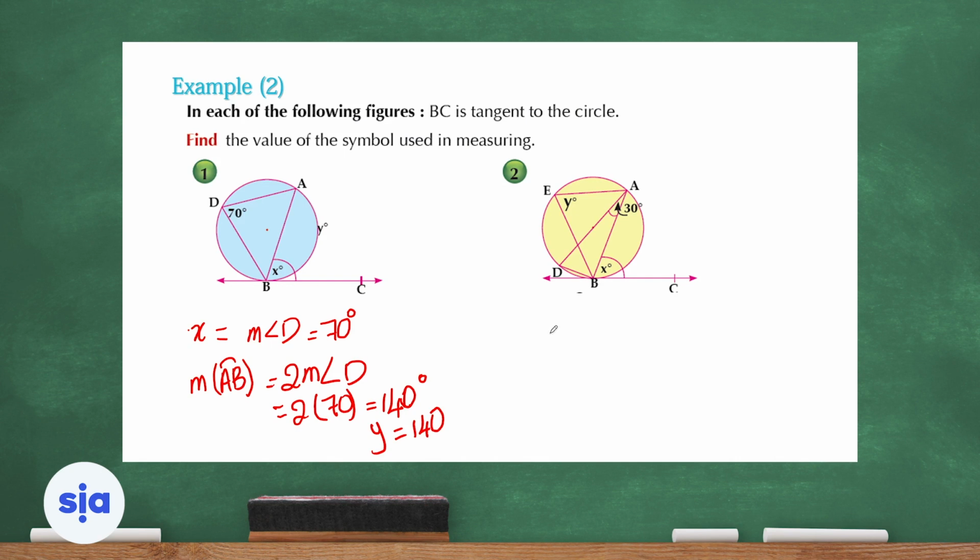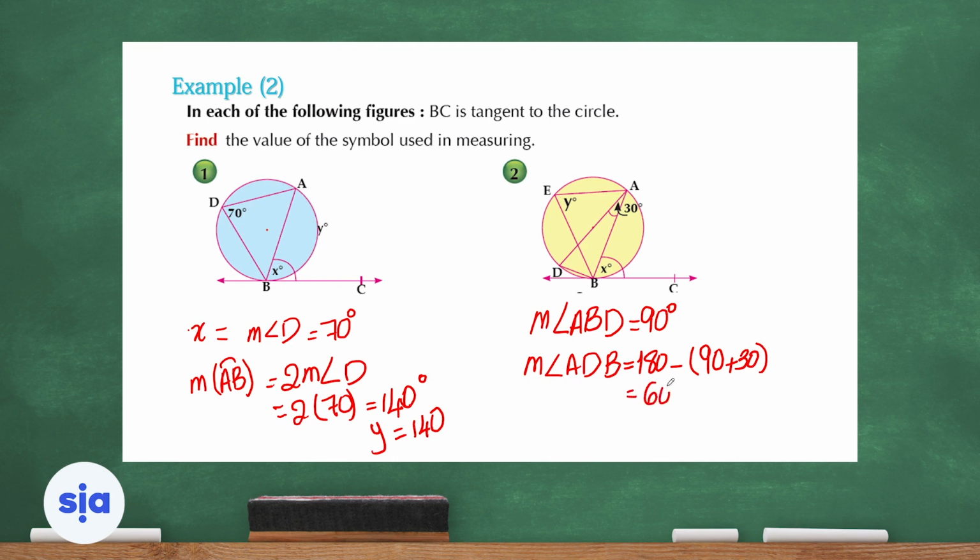In question 2, AD is a diameter. Then the measure of angle ABD equals 90 degrees, since it is an inscribed angle in a semicircle. Therefore, the measure of angle ADB equals 180 minus the sum of 90 and 30, because there are 3 interior angles in one triangle. Then it's 60 degrees.